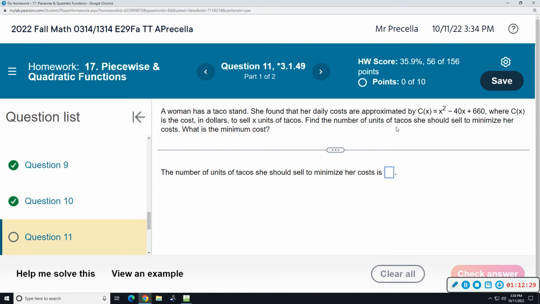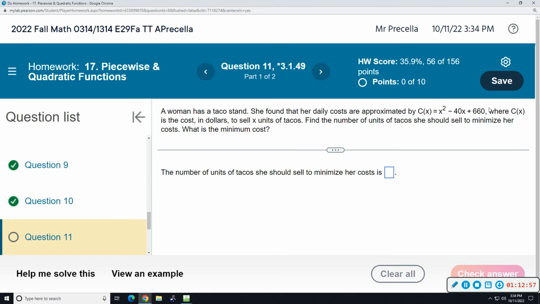Okay, so you read it aloud with your mouth. A woman has a taco stand. She found that her daily costs are approximated by C of x equals x squared minus 40x plus 660, where C of x is the cost in dollars to sell x units of tacos. Find the number of units of tacos she should sell to minimize her costs. What is the minimum cost?